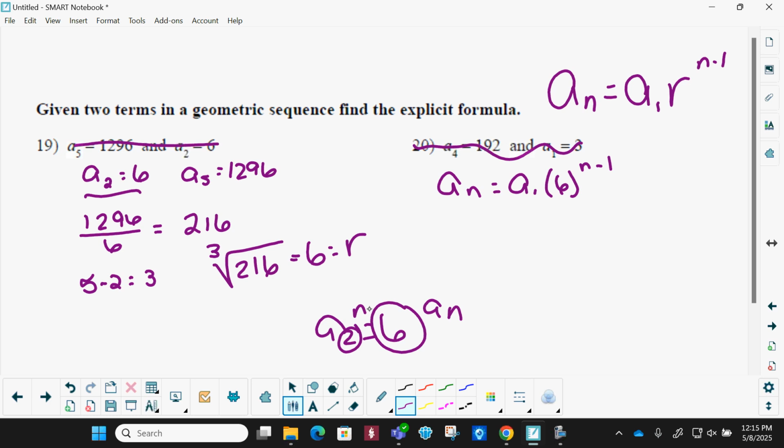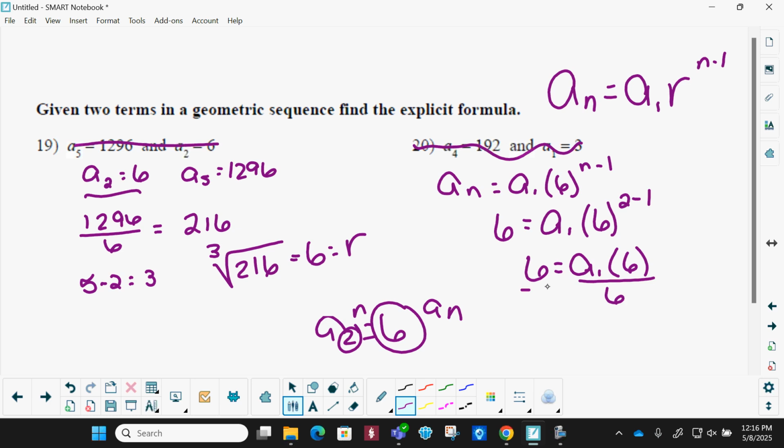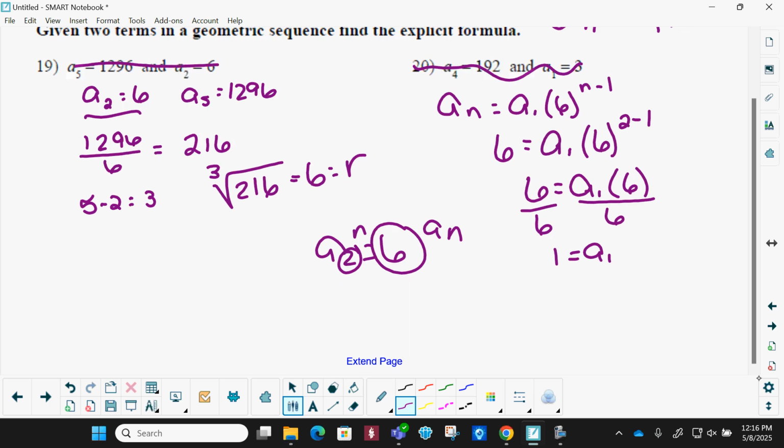So what I'm going to do now is plug these values in. You're going to get 6 equals A1 times 6 to the 2 minus 1. You put this into the calculator and you get 6. Divide both sides by 6, and A1 is 1. So now we're just going to plug it all in. AN equals 1 times 6 to the N minus 1.